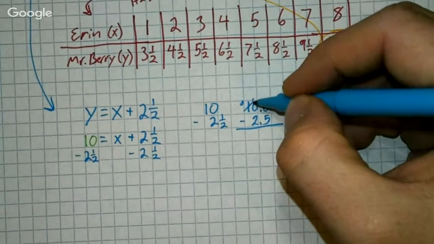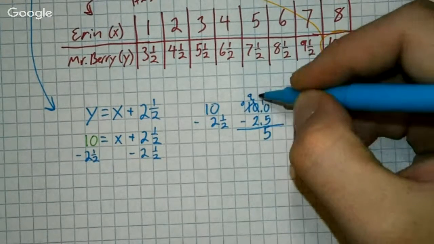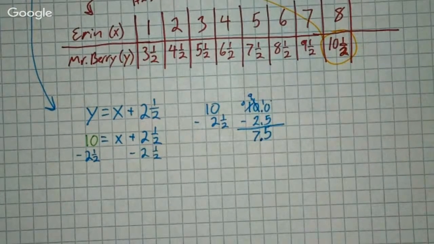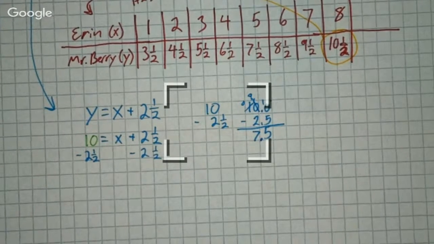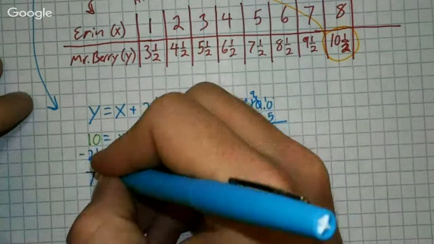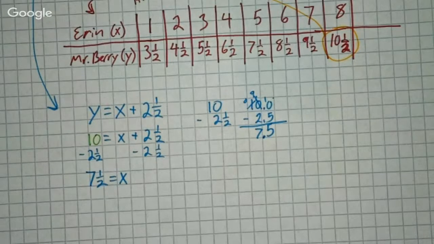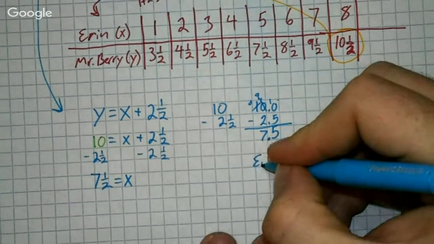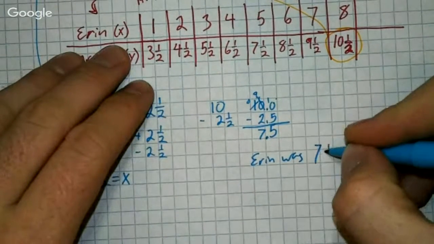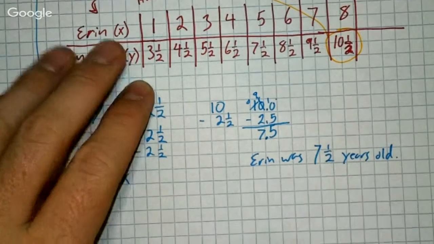So we're going to go 0, 10 here. We're going to do 9, 10 here. 5, 9 minus 2, 7. Drop the decimal point, 7.5. We can go ahead and convert that back to a fraction. So x is now going to equal 7.5. So Aaron was 7.5 years old. So when Mr. Berry was 10, Aaron was 7.5.